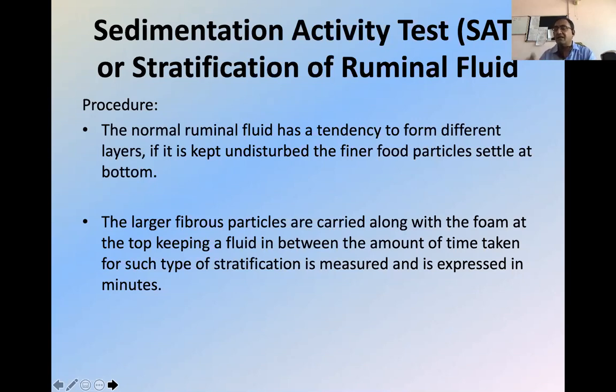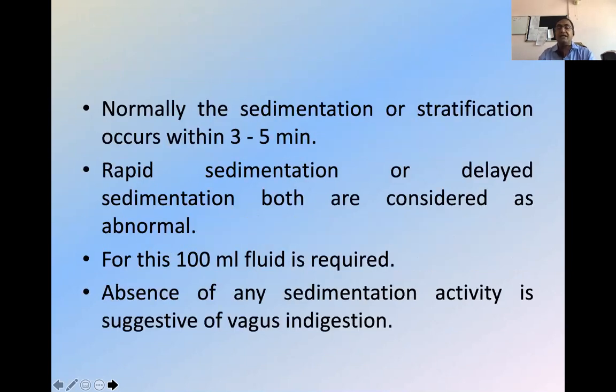Although this is not clear-cut data, that it will take only 5 minutes or 6 minutes, when you do it routinely, you will be able to appreciate that there is a problem in this cattle. As written in our book and from different sources, normally the sedimentation or stratification, the formation of different layers, occurs within 3 to 5 minutes. If the rumen flora is working properly, it will take only 3 to 5 minutes. If it is more rapid, or if there is a delay in the formation of the stratification, rapid sedimentation or delayed sedimentation, both are considered abnormal.